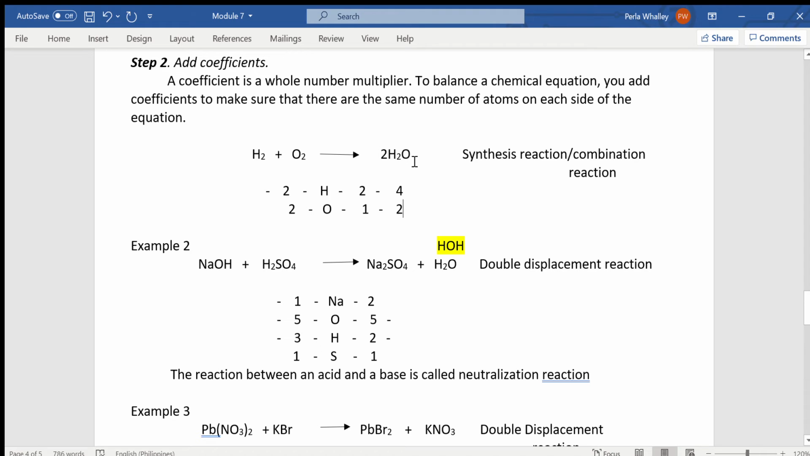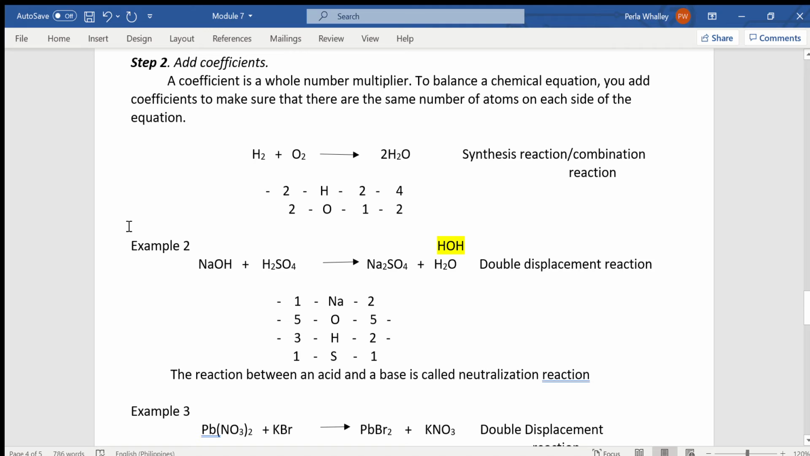If there is no subscript on the symbol, that means it is 1. Okay? No subscript means 1. Now, let's go to the other side. Hydrogen now is lacking on the reaction side, but O is balanced. So there's no need to add a coefficient in O because it's already balanced. So we go to H.